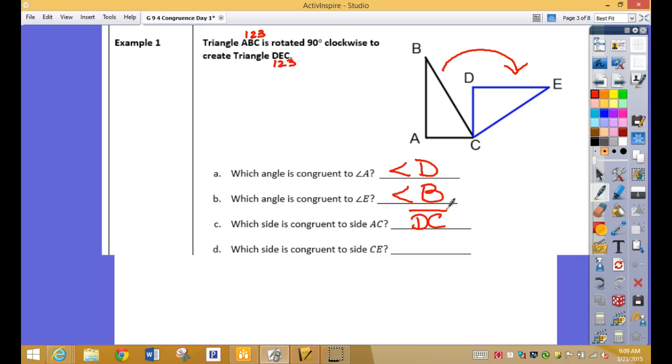The side is usually the line over top. Which side is congruent to CE? CE, that's 3, 2, so it has to be what? BC or CB? It has to be CB.